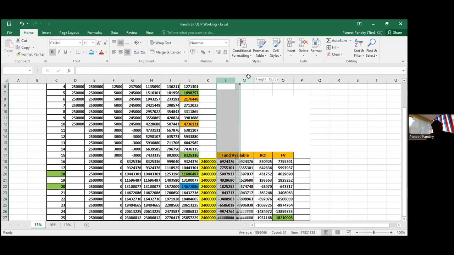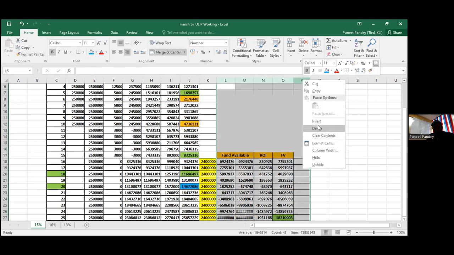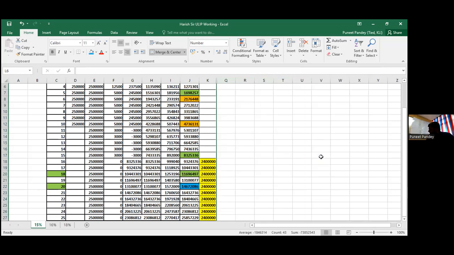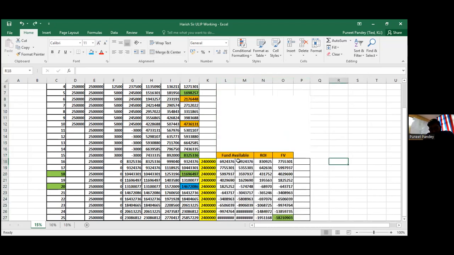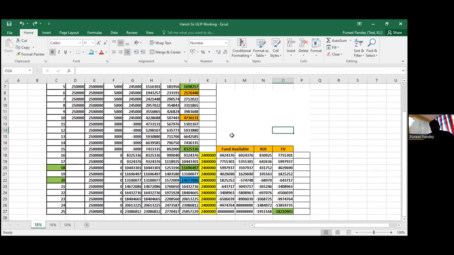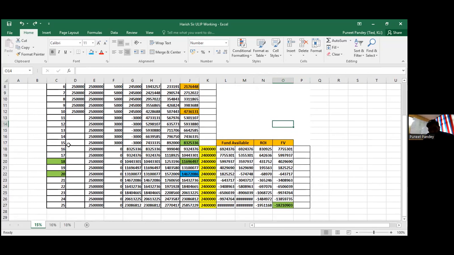I'll hide this, then again I will show it to you. You can see this. This is an example, sir. If this is the fund available, he can do the withdrawal. That is, if his fund available in the 15th year is 83 lakh rupees, he can withdraw every month 2 lakh rupees.